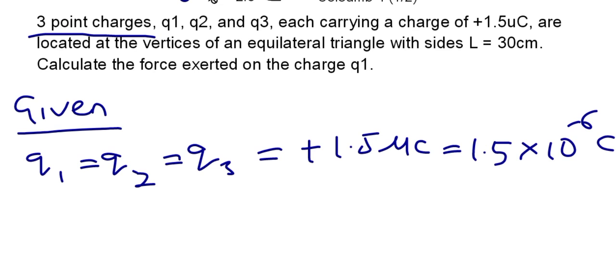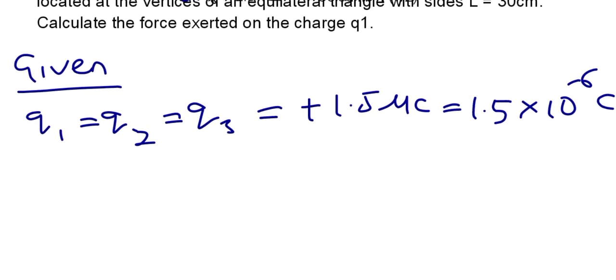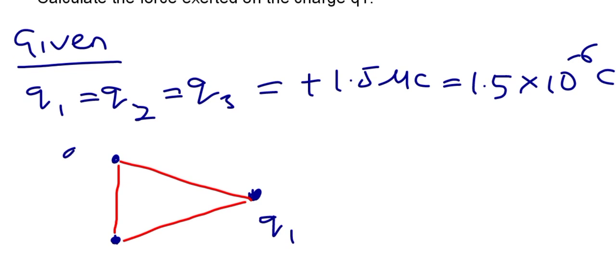Then it says these three charges are located at the vertices of an equilateral triangle, meaning that an equilateral triangle is a triangle with equal sides. So let's say this here is Q1, here is Q2, here is Q3. So they form a triangle. These three charges, Q1, Q2 and Q3, are on the vertices. So the vertices are these points here.